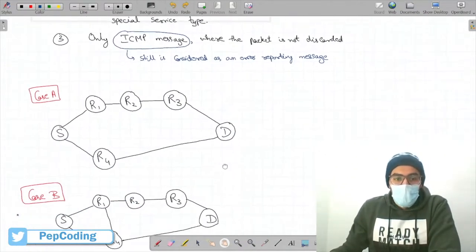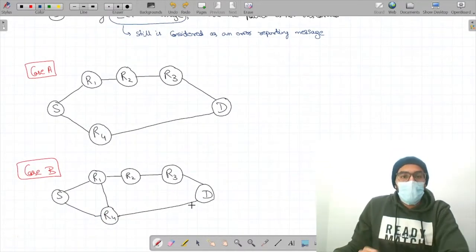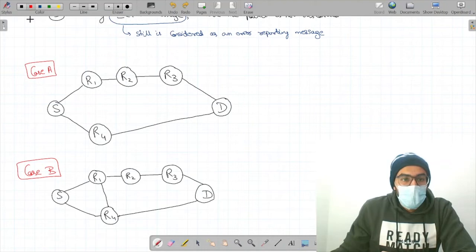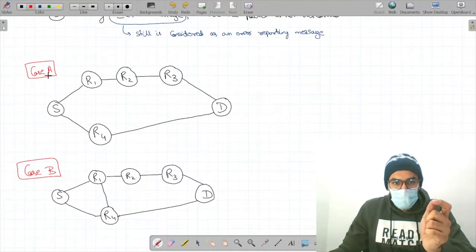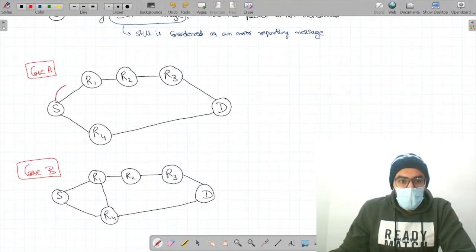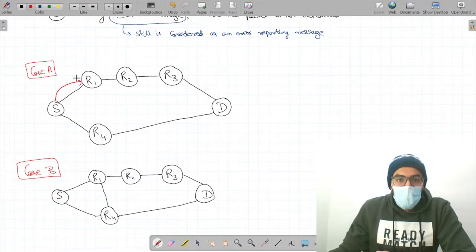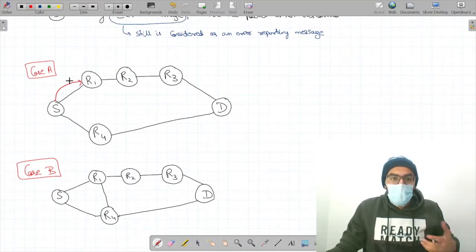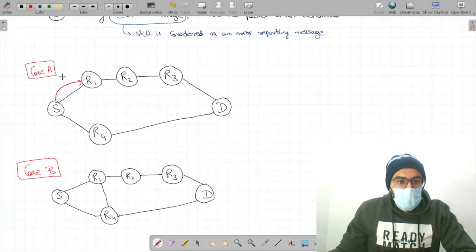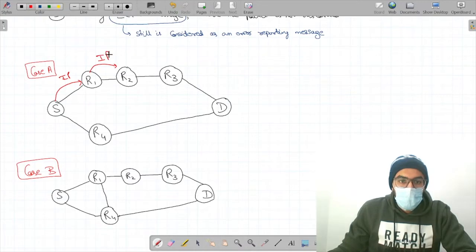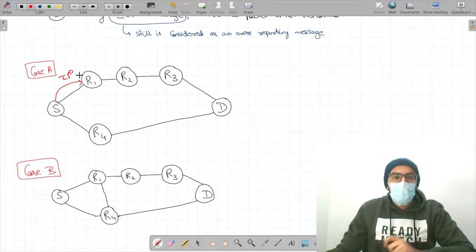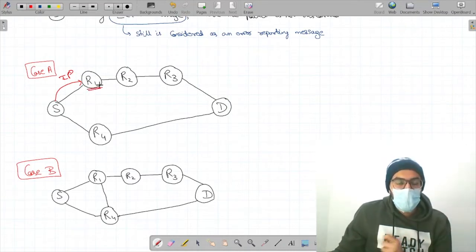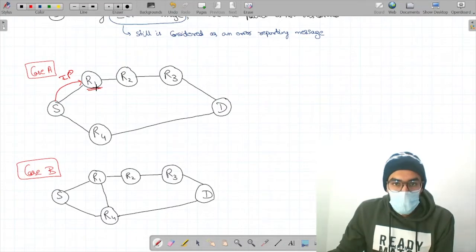Okay, now let's get back to our topic about redirection and understand when the redirection message is sent. So let's say that this is case A, where sender S is sending a packet to the destination D, and the route that sender S has taken is this one. Now, this is the IP packet. The IP packet travels over this route, and when it reaches router R1, R1 finds that there could be a better route to send the packet.